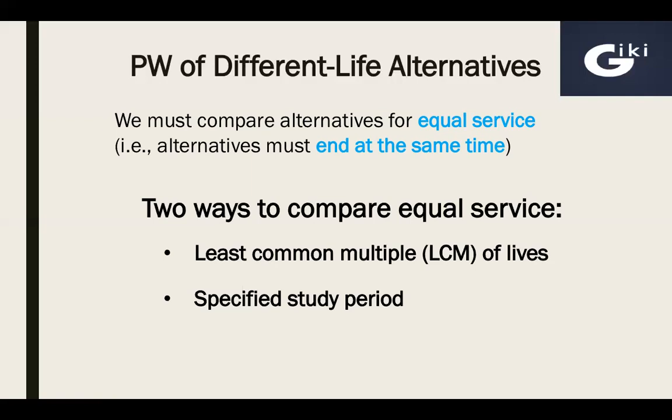So let's continue with the explanation of the least common multiple of lives method. In case you are given a situation where you have two options with different lives, you can use LCM rather than study period unless stated. If you are explicitly given the instruction that you need to use a specific study period, then you need to use it. Otherwise, you can use the least common multiple of lives.